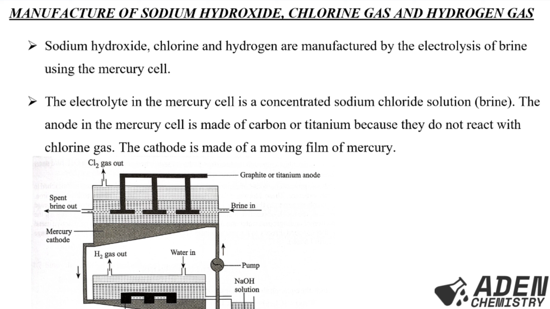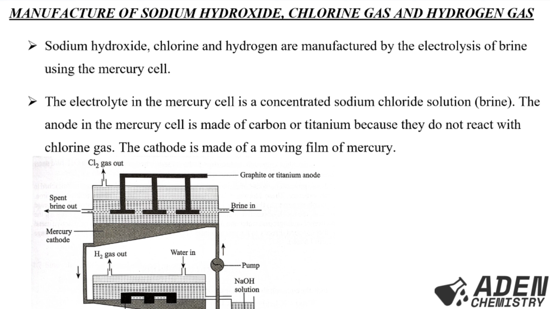So if we are going to manufacture sodium hydroxide, chlorine, and hydrogen using electrolysis of brine, we are supposed to have three things. One, the electrolytic cell. In our case, we are going to have the mercury cell or mercury cathode cell. Number two, the electrolyte, and we are told the electrolyte in the mercury cell is a concentrated sodium chloride solution, which is also known as brine. Next, we are supposed to have the two solids that are dipped into the electrolyte during electrolysis, the anode and also the cathode.